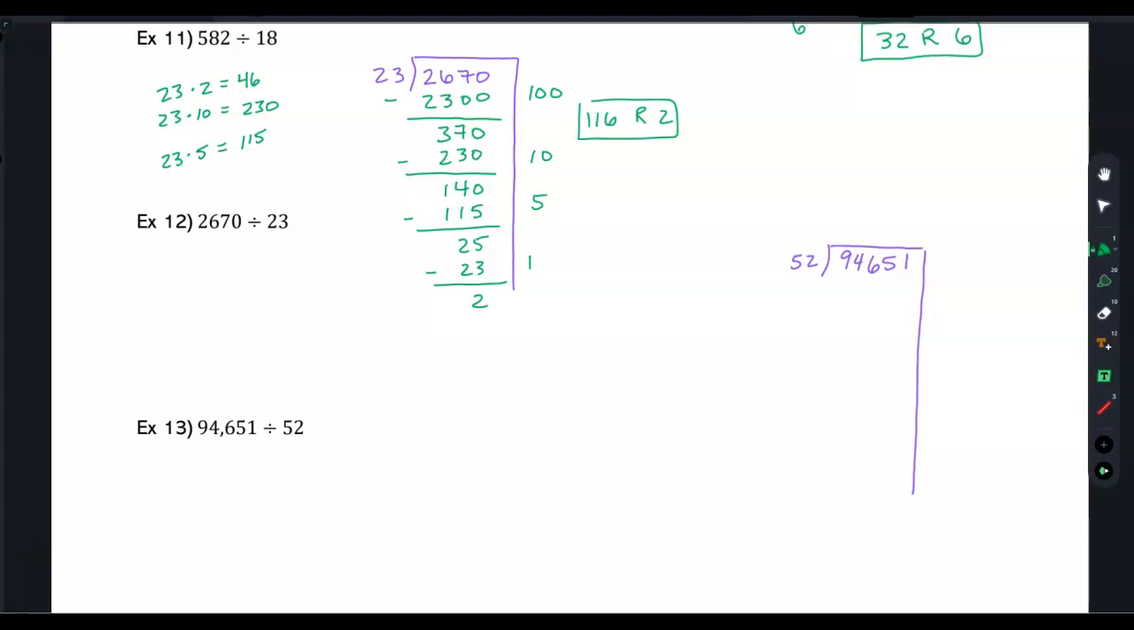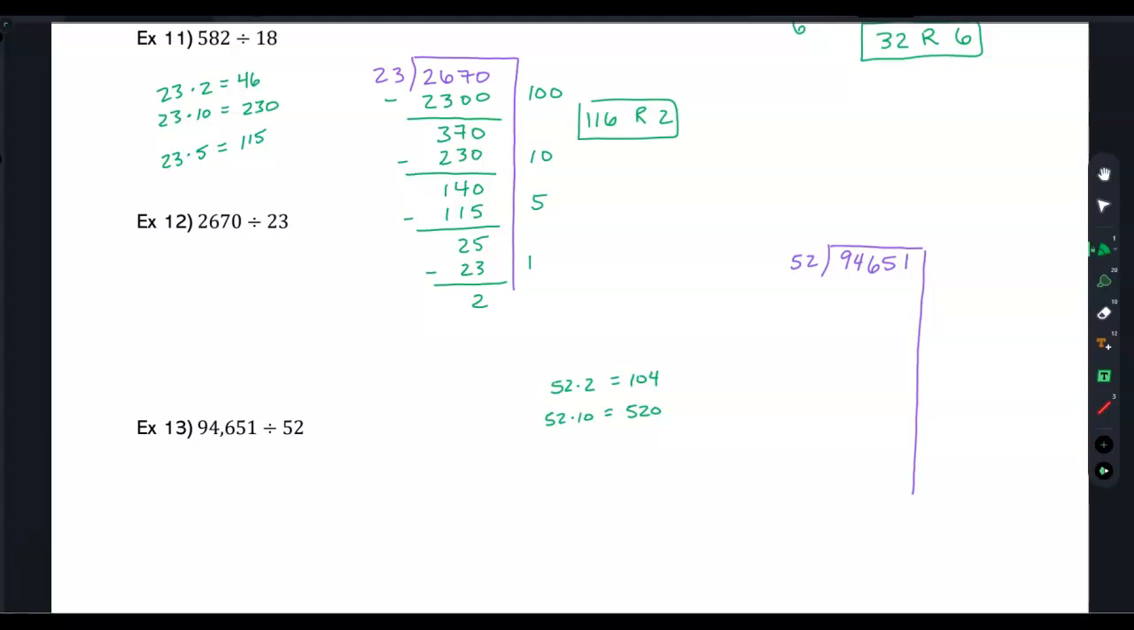So on this next one, my divisor is 52. So let's see, 52 times 2 would be 104. 52 times 10 would be 520. I'm not anywhere close to that 94,651. So I'm thinking let's definitely attach some zeros. So maybe a couple, right?